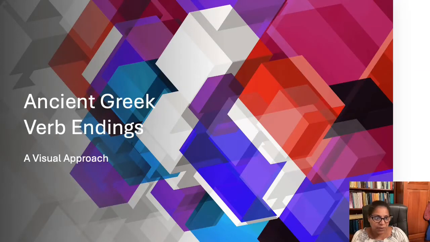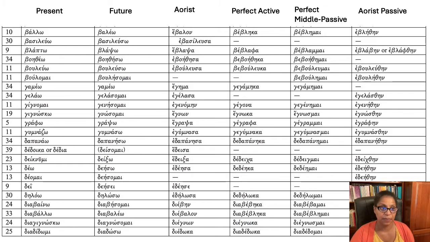In this slideshow, I'm going to talk about the Greek verb. So in this PowerPoint, I'm going to go over a summary of the endings of the verbs. And I'm going to begin with just giving you an overview of the principal parts. The endings that we're going to focus on are going to be the present, future, and aorist.